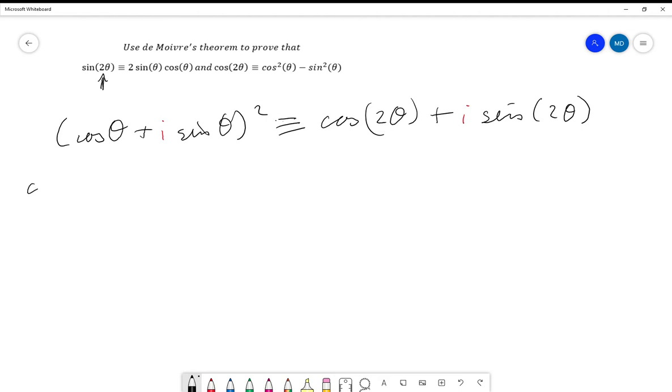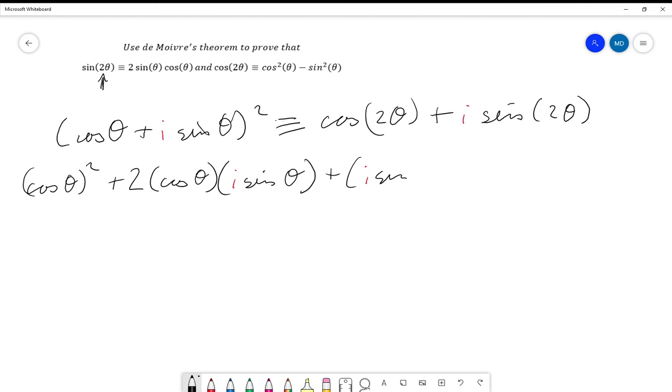And we're going to get cosine squared theta plus 2 lots of cosine theta times i sine theta. Notice that the second term in the brackets is i sine theta, not just sine theta. Plus 1 lot of (i sine theta) squared. And that's just the left hand side. The right hand side is still exactly the same, so that's going to be identical to cosine of 2 theta plus i sine of 2 theta. And remember, the identical to sign means that it's true for all values of theta.